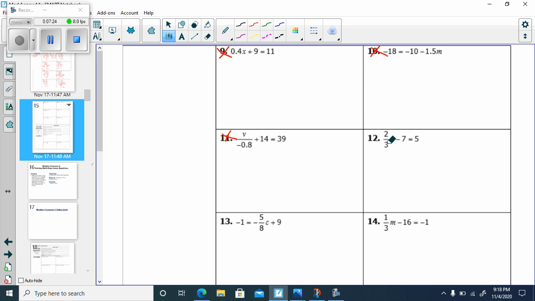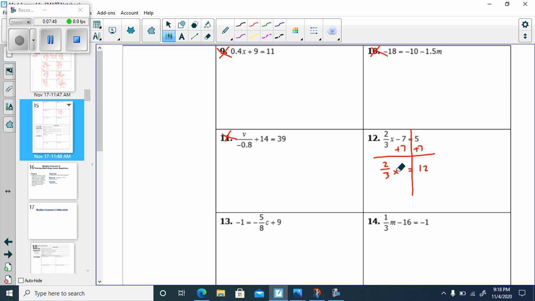Here I want to talk about how to deal with when you're multiplying a variable by a fraction. Okay, if I were solving this problem, the first thing I would do is add 7 to both sides. What I do to one side of the equal sign, I do to both. And I now have 2/3 x is equal to 12. Now I want that to be 1x. I need to get rid of that.